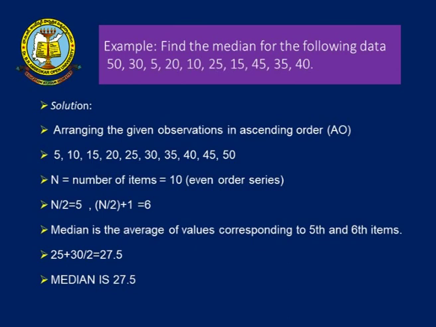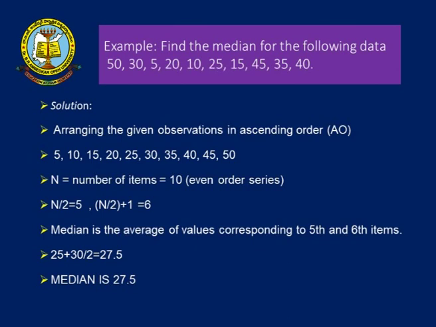Next, first step: the given observations are arranged in ascending order. The least observation is 5, next 10, 15, 20, 25, 30, 35, 40, 45, and the highest observation is 50. Next, count the number of observations. The total number of observations is 10, so n is 10, which is an even number.